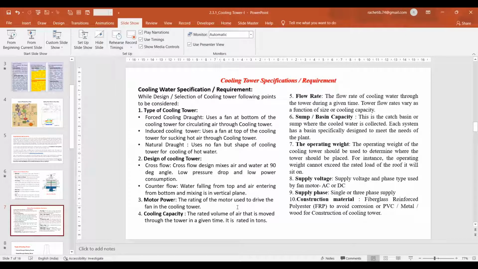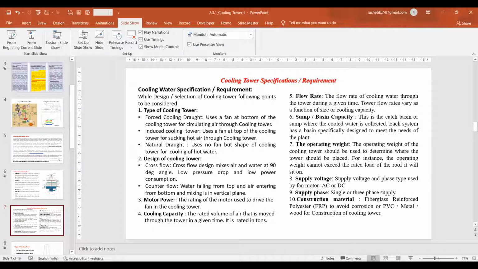Motor power is the rating of the motor used to drive the fan in the cooling tower. So you have to decide what power is required for the motor to extract the heat from the water, and accordingly choose the motor. Then cooling capacity, the rated volume of air to be moved in the tower in a given time. It is rated in tons per hour, so you have to calculate that. That is the specification, you can say, and requirement for a new cooling tower.